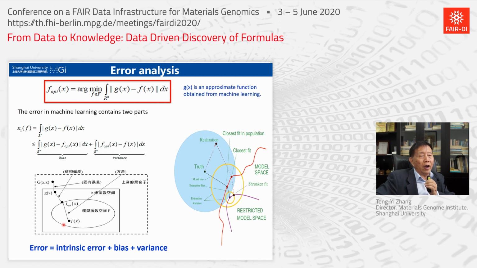So the total error has three parts. Keep that in mind. The intrinsic error has to be improved in our original data, whether it comes from experiment or computation. You have to make that error as small as possible. But in machine learning, what we can do is reduce the bias and variance errors.